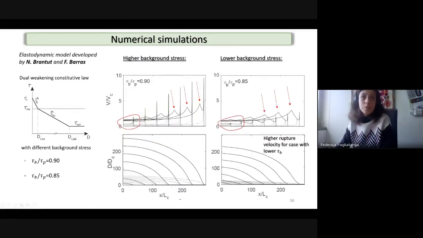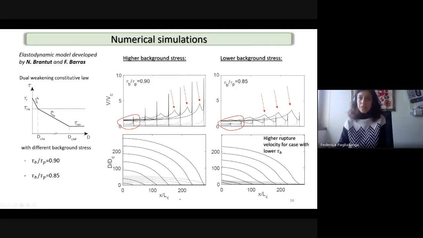For the case of higher background stress, you can see that the increase in slip velocity associated with the near tip weakening is much larger than the one associated to the long tail weakening. While for the case of lower background stress, it is the opposite. So the peak associated with the long tail weakening is larger than the one associated with the near tip weakening. And also you can see that rupture velocity is higher. In fact, here the black profiles that describe the dual weakening are ahead of the single weakening ones.